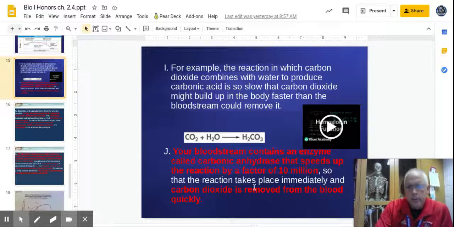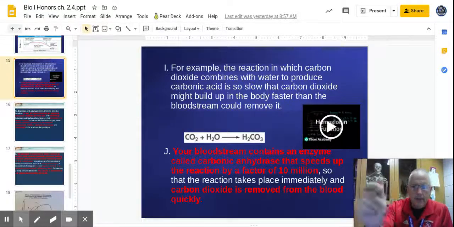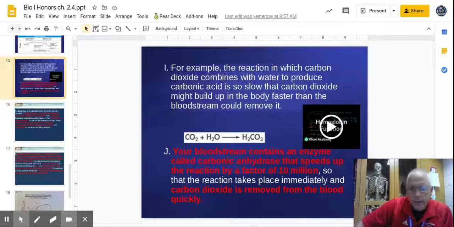Okay, your bloodstream contains an enzyme called carbonic anhydrase. And that speeds up the reaction. Check that out. Look at the number down at the bottom of the screen. By a factor of 10 million. Let me say that again. By a factor of 10 million. So that reaction takes place like that. In normal speed, without the enzyme, if we don't have carbonic anhydrase, then that would go so slow that we would die from CO2 buildup in the blood. So that's what we're talking about. I know that's a dramatic example there.